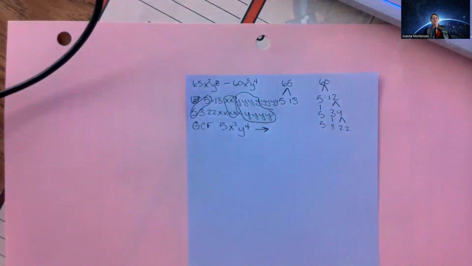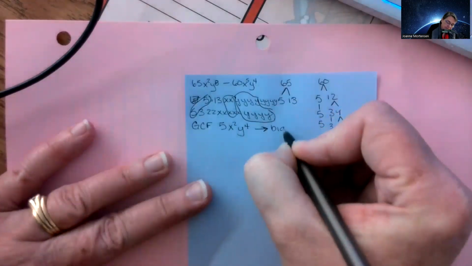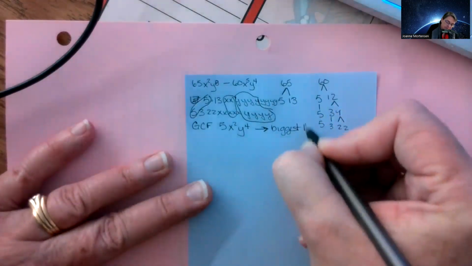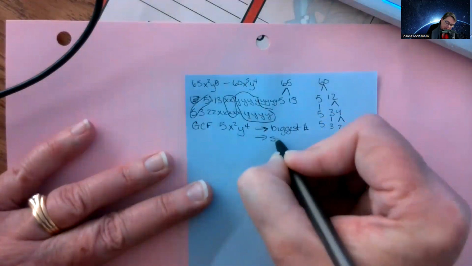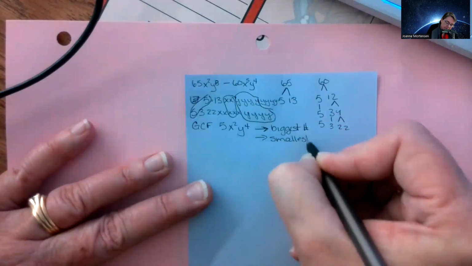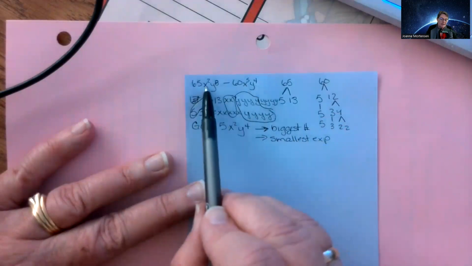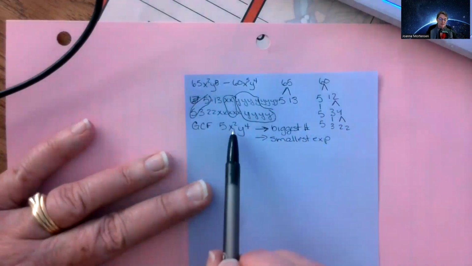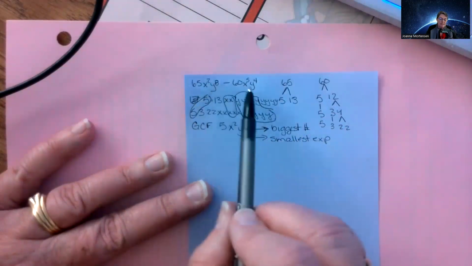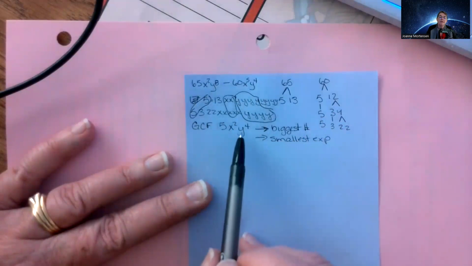It's just a reminder, it's the biggest number that divides evenly into everything and the smallest exponent that's found in everything. Right, that's why it's an exponent of x to the 5 and x squared. That's why x squared is my greatest common factor. And then we've got y8 and y4. 4 is smaller, so I can double check.